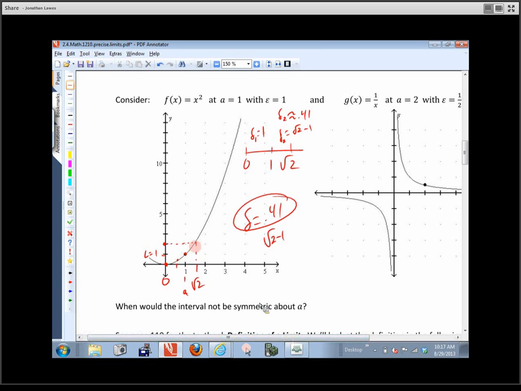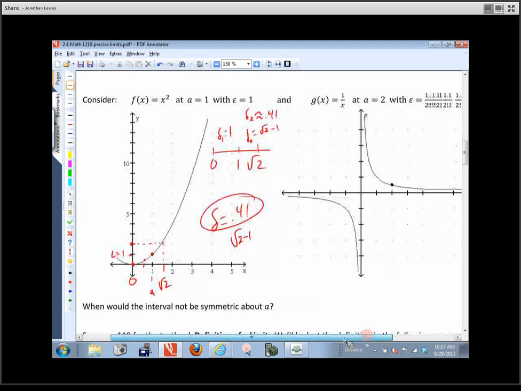And again, why is this? Take a look at how steep the graph is here compared to how steep the graph is here. It's steeper here, so we cover that 1 unit in error a little bit faster. It doesn't take much difference in the x-coordinate to produce that 1 unit of error. This is much more shallow, so we have to go all the way over here before we get that 1 unit of error in the y direction. Does that make sense?